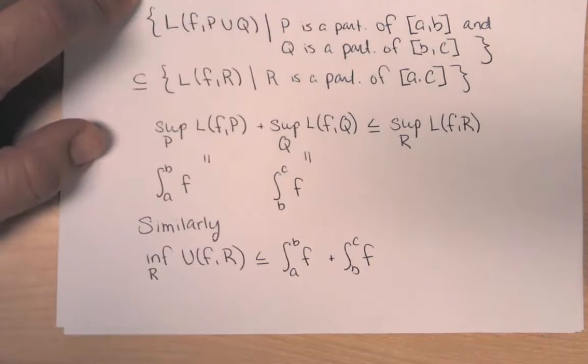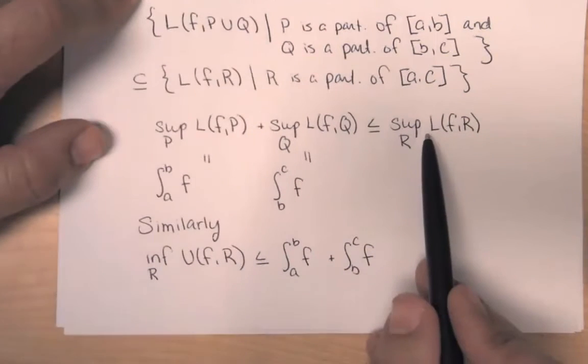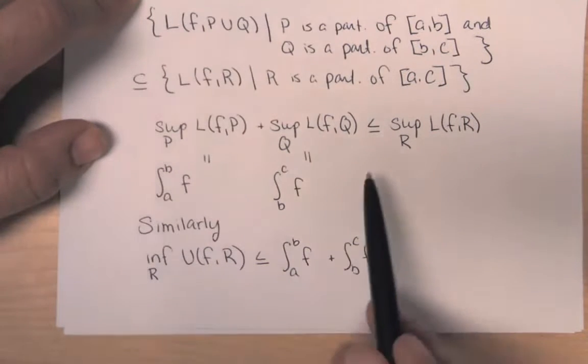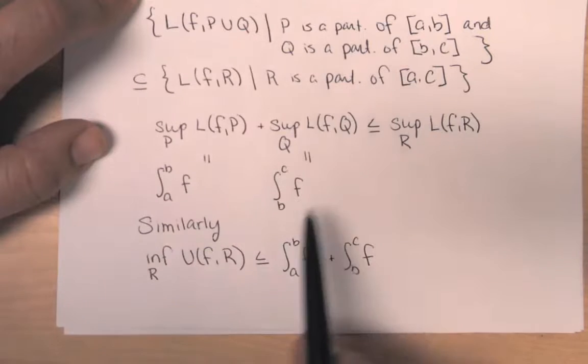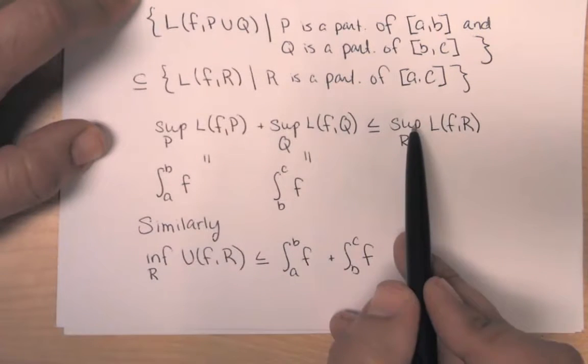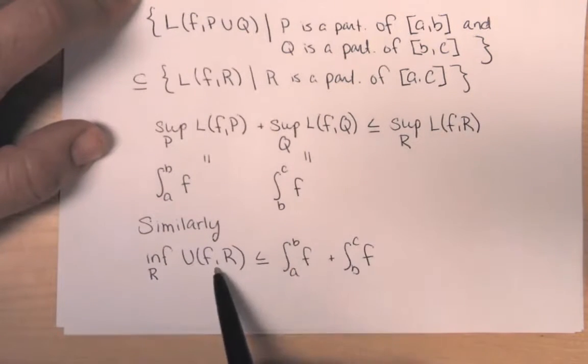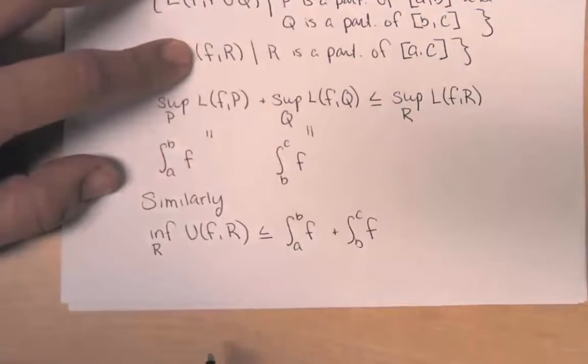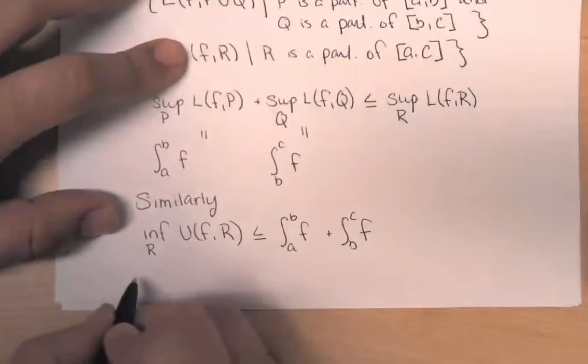Now, remember that the infimum of all upper sums is greater than or equal to the supremum of all lower sums. This is the upper integral. This is the lower integral. This is greater than this. But this is bounded below by the same thing this is bounded above by, meaning that they're equal. So we have our result.